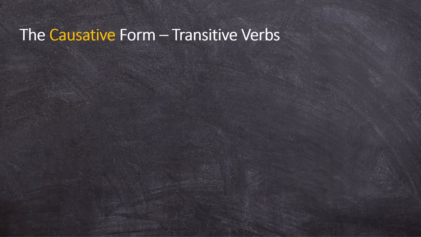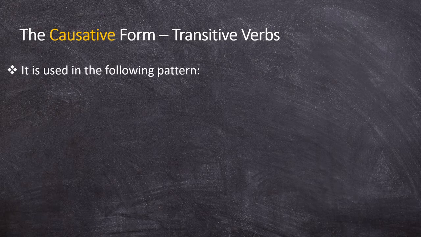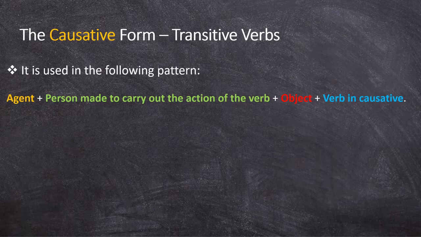Alright, so what do we need to know about the transitive verbs in their causative forms when we want to use them in our sentences? As we have done in our previous video, let's first analyze the most common sentence pattern, or to be more precise, the most prevalent sentence pattern in which the transitive verbs appear in their causative forms.